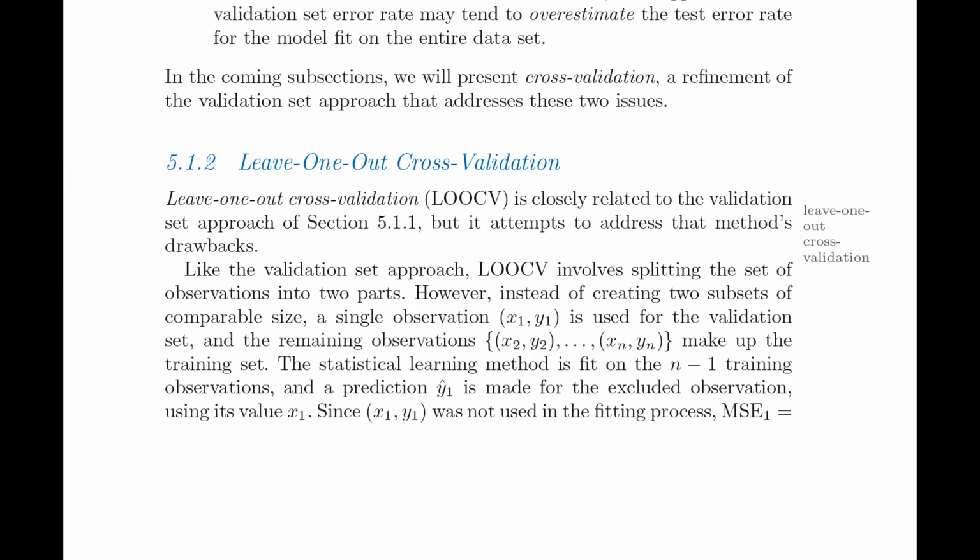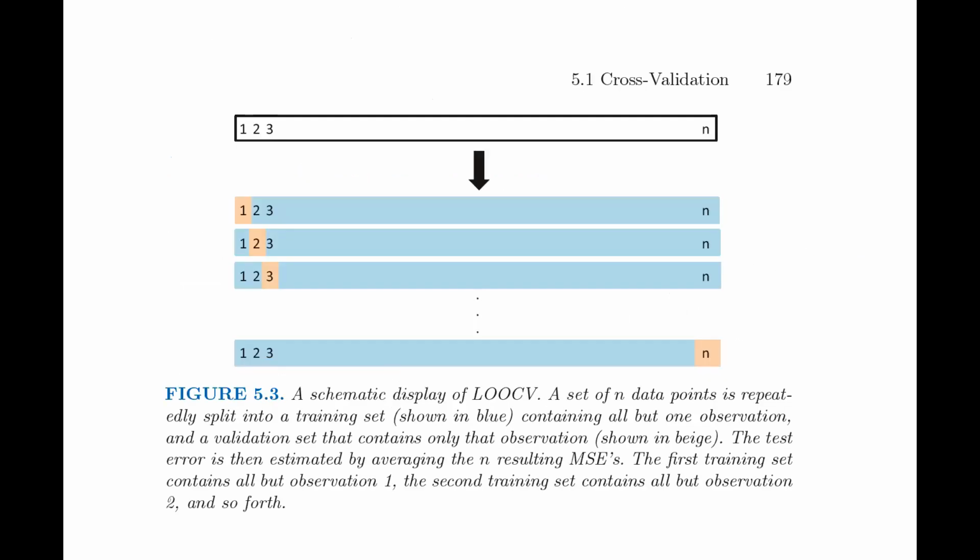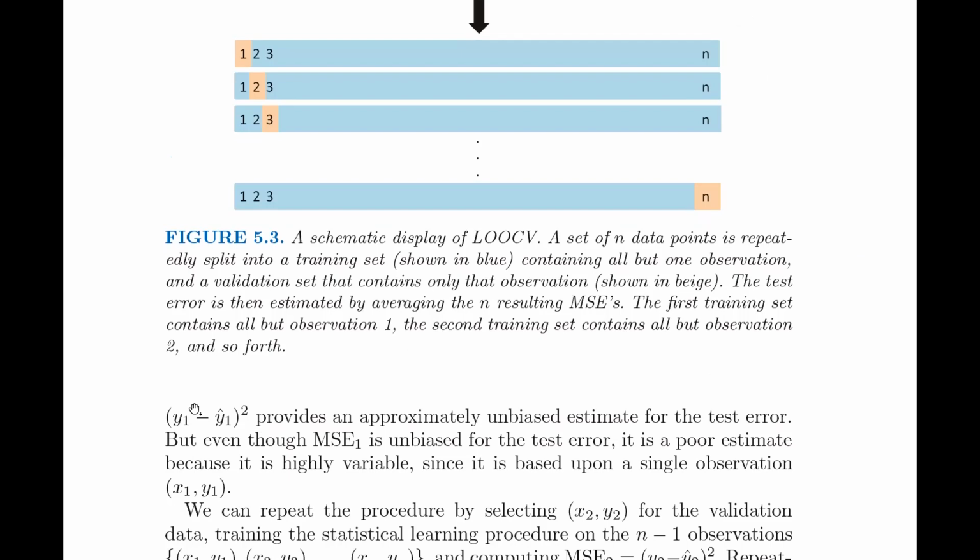Since x1, y1 was not used in the fitting process, mean square error 1 is going to equal what? Well, it's going to equal y1 minus the fitted model's prediction. So maybe they'll write it as f subscript 1 hat of x1, everything squared. They chose not to. They chose instead to use the hat notation.